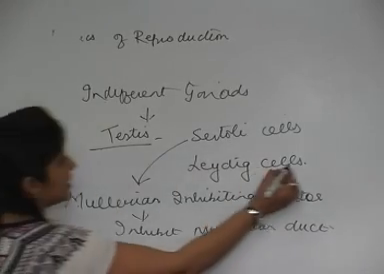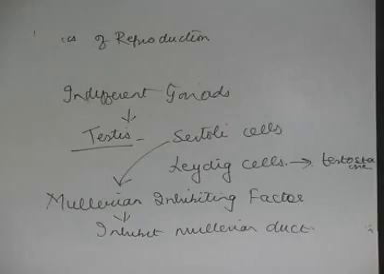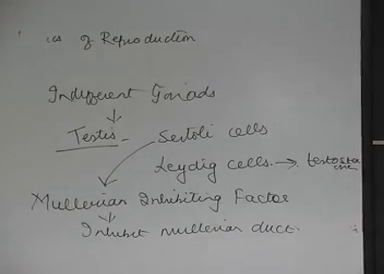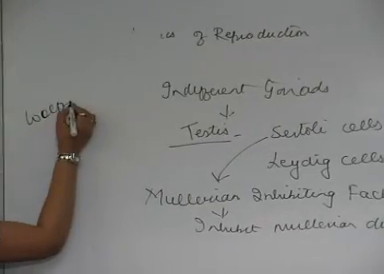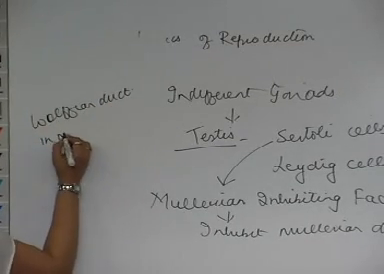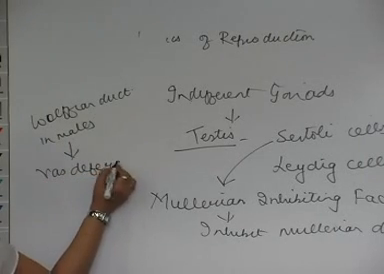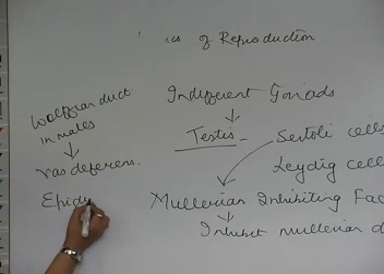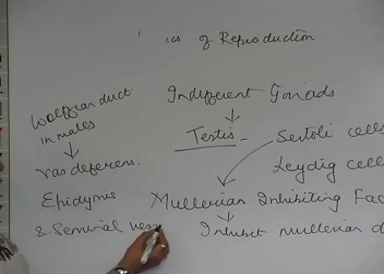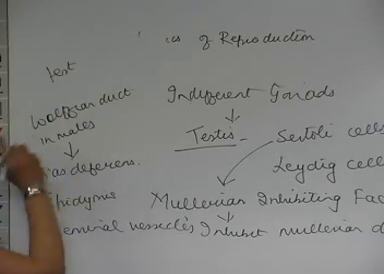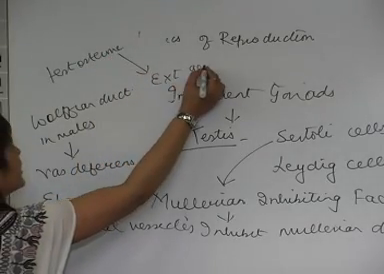Later on, Leydig cells produce testosterone. Testosterone will promote the development of the Wolffian duct. This Wolffian duct in males gives rise to the formation of vas deferens, epididymis and seminal vesicles. Plus, this testosterone, which is formed by the Leydig cells, leads to the formation of external genitalia in males.